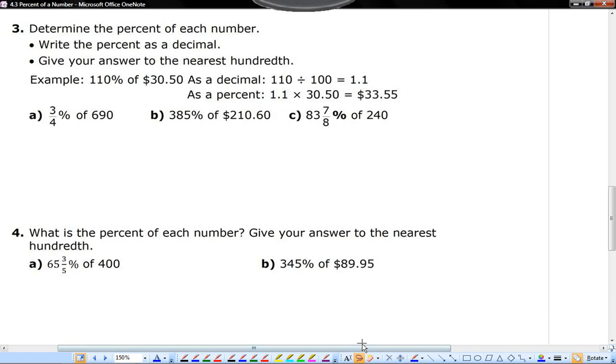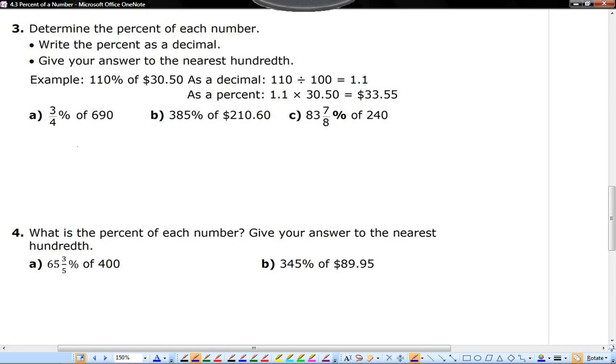Number 3, we would like to determine the percent of each number. And so a few suggestions given here. Write the percent as a decimal. Give your answer to the nearest hundredth. So when we're doing 3/4% of 690, we're going to skip the mental math this time and go straight to how we can do this on the calculator.